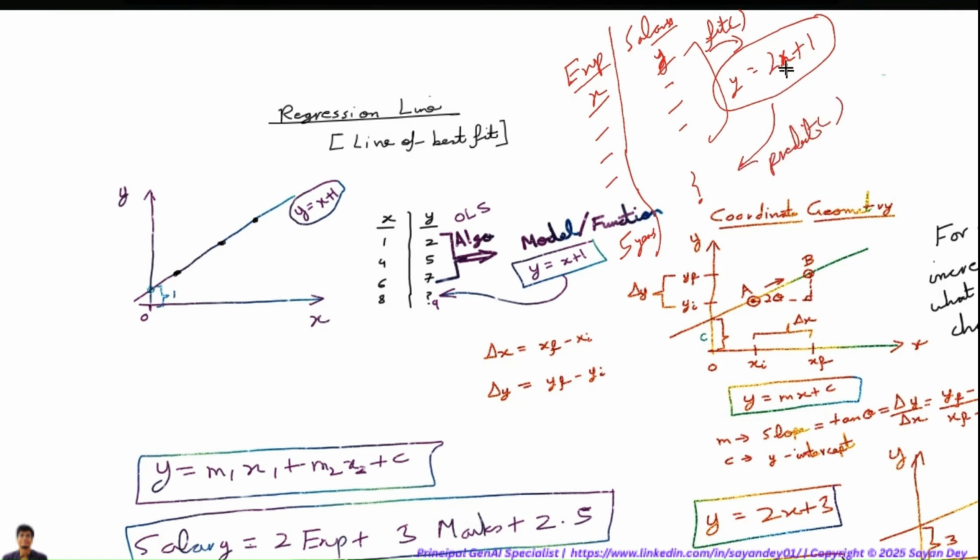Because you already learned the equation, you have the rules, and now that the experience is 5 years, you put 5 here. 5 into 2 is 10 plus 1, 11. So the model will predict 11 salary. That's how the two components are working, fit and predict.